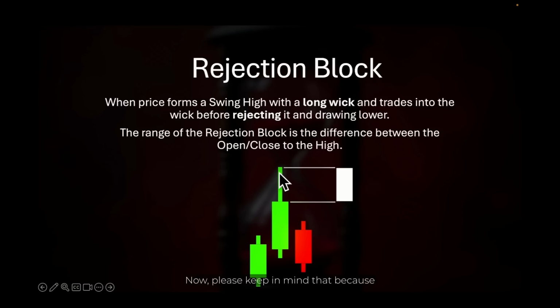Now please keep in mind that because this is an up close candle, we pay attention to the close to the high, its respective range. The range is the bearish rejection block. If this candle would be a down close candle and we would see open high, then the rejection block would be the difference between the opening price and the price of this candle's high. This is our bearish rejection block.